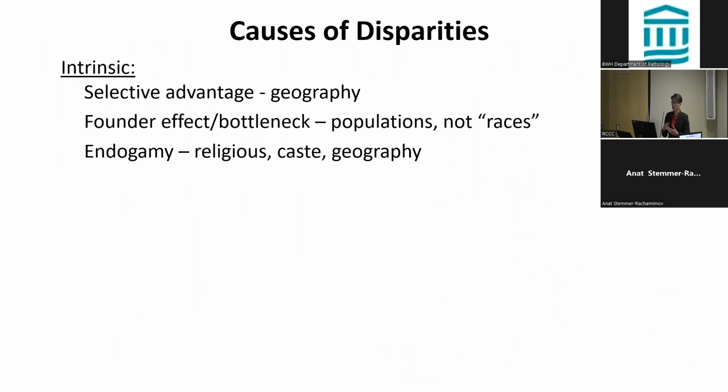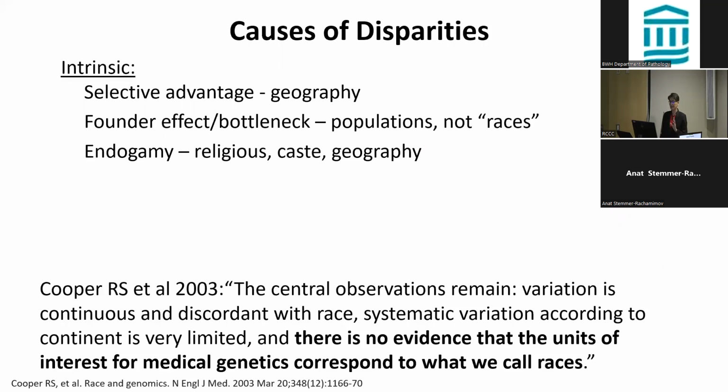So we have these intrinsic causes, and we spend a lot of time and effort and money looking at allele distributions, trying to find a biological explanation for these racial differences. But let me state explicitly, this comes from an article from the New England Journal of Medicine. I say the central observations remain: variation is continuous and discordant with race.